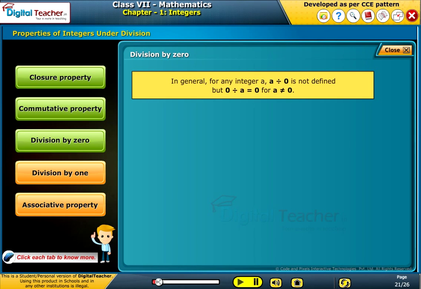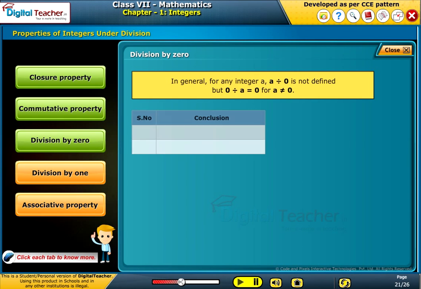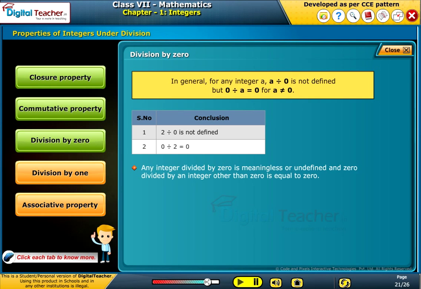Division by zero is also not a property under division. In general, for any integer a, a by 0 is not defined, but 0 by a is equal to 0 for a not equal to 0. So, we conclude that anything divided by 0 is not defined, and 0 by any number is always 0. Its example is shown on the screen. Any integer divided by 0 is meaningless or undefined, and 0 divided by an integer other than 0 is equal to 0.